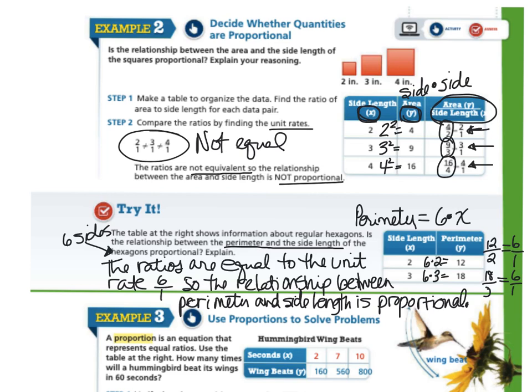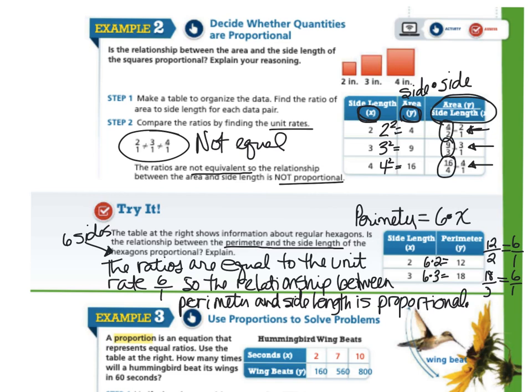Since perimeter is the distance around a figure, and on a regular hexagon, each side is the same length, then to find the perimeter of a hexagon, you can take 6 times the side length. So when the side length is 2, 6 times 2 makes 12. When the side length is 3, 6 times 3 makes a perimeter of 18.